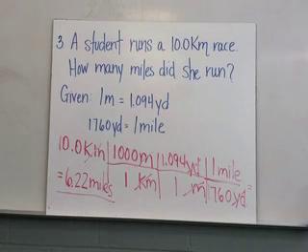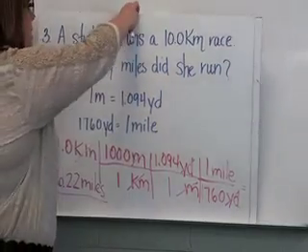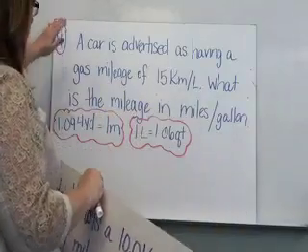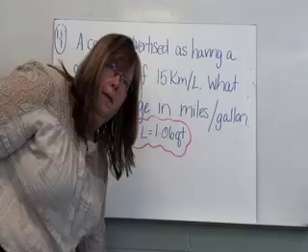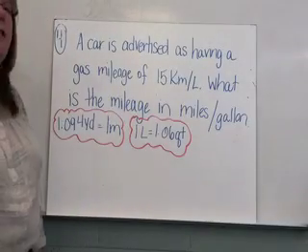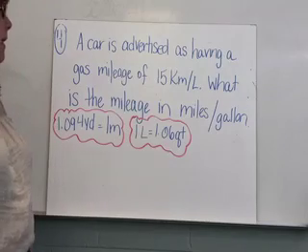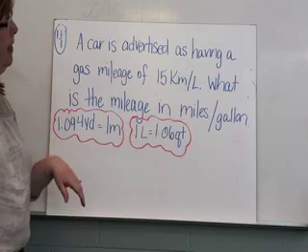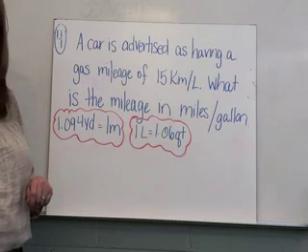All right, honors chemistry. We're going to do one more problem. And this is a problem where we're going to be changing units not only in the numerator, but also in the denominator. And the same principle applies. We just want our units to cancel to get the right unit where we want it. All right, a car is advertised as having a gas mileage of 15 kilometers per liter, and we would like to know the gas mileage in miles per gallon.